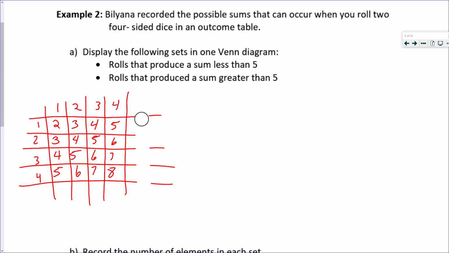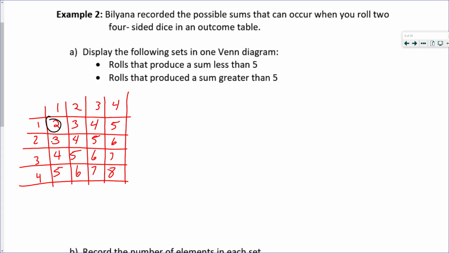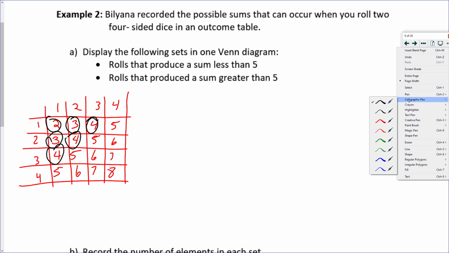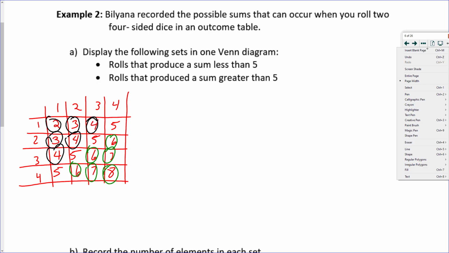Okay, from there, I'm going to create my sets. And so we need rows that produce a sum less than 5. So I'm going to just switch my pen, and then I'm going to circle the ones that are less than 5. So this guy, this guy, this guy, this guy, this guy, and this guy. So there's 6 of them. And then switch my pen again and do my greater than 5. So this one, this one, this one, this one, this one, and this one. So we also have 6.